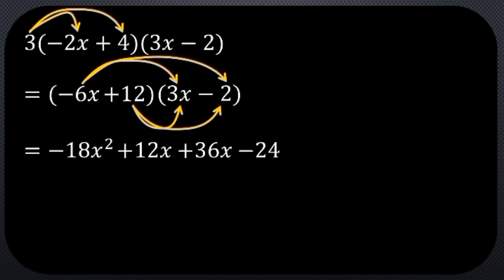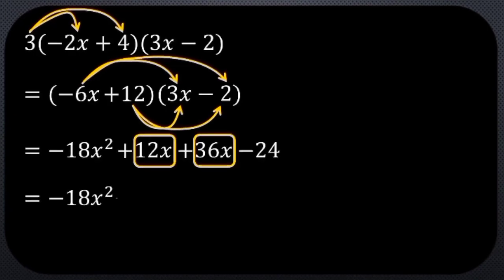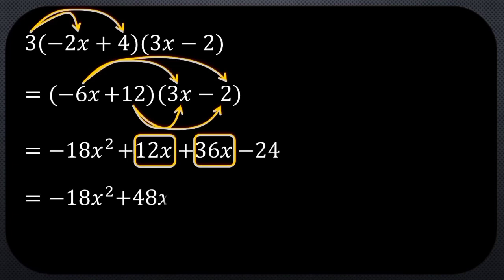At this point, we combine like terms. 12x and 36x are like terms, so we can combine them to form a single term. 12x plus 36x is 48x.